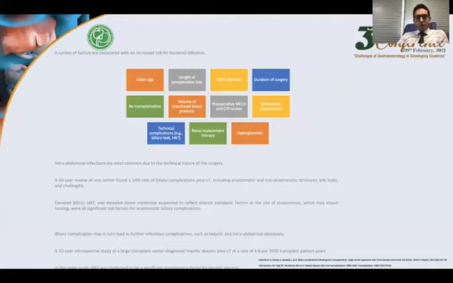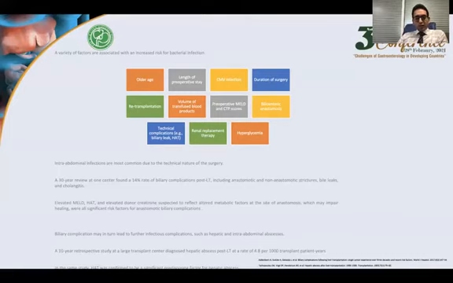Intra-abdominal infections are most common due to the technical nature of the surgery. A 30-year review at one of the centers found a 14% rate of biliary complications post-liver transplant, including anastomotic and non-anastomotic strictures, bile leaks, and cholangitis. Elevated MELD score, hepatic artery thrombosis, and elevated donor creatinine, suspected to reflect altered metabolic factors at the site of anastomosis, which may impair healing, were also significant risk factors for anastomotic biliary complications.